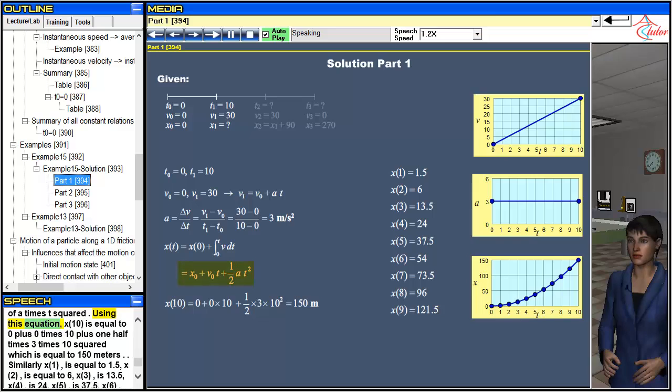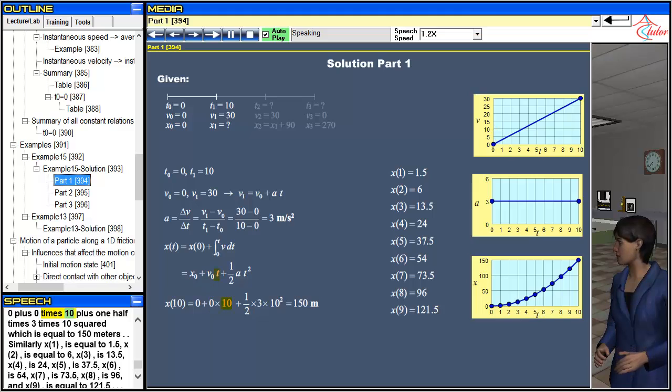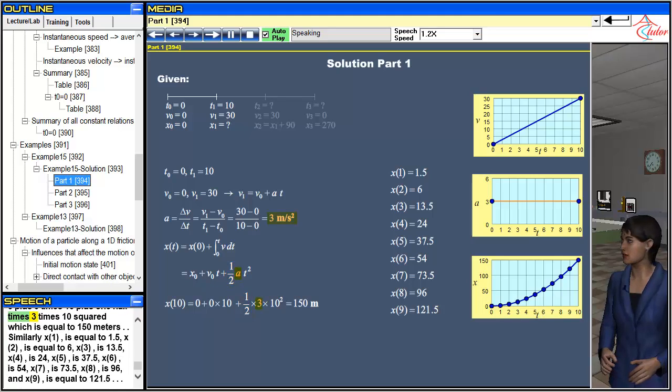Using this equation, x at time 10 is equal to 0 plus 0 times 10 plus 1/2 times 3 times 10 squared, which is equal to 150 meters.